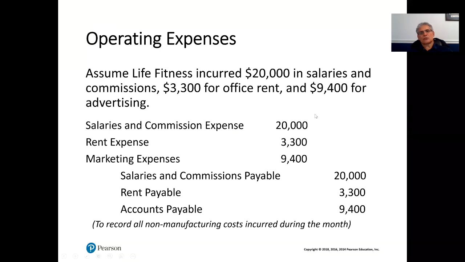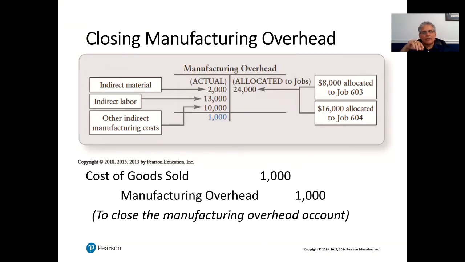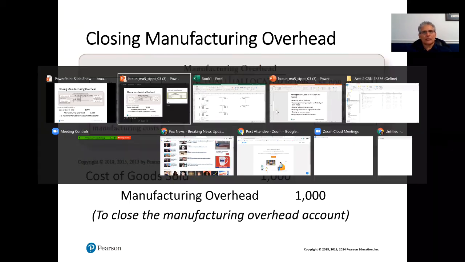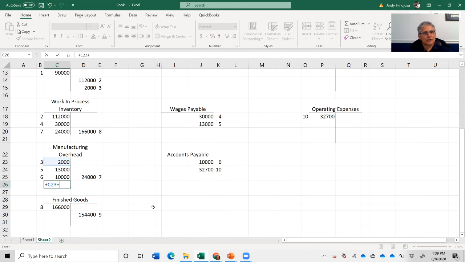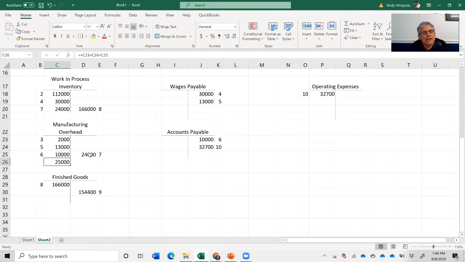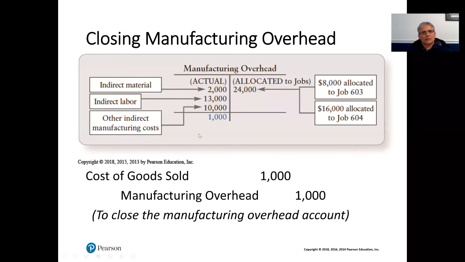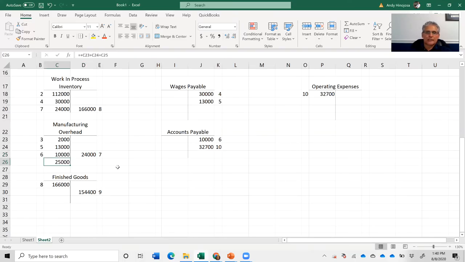Let's go back to our instructions here. Now, here is the closing of manufacturing overhead. So we can look at what our manufacturing overhead account looks like right now. If we add up our actual costs, 2,000 plus 13 plus 10, we come up with 25,000. But what we actually allocated was $24,000. So what does that leave us with? Debits of 25,000, credit of 24, leaves us a balance of $1,000 debit.